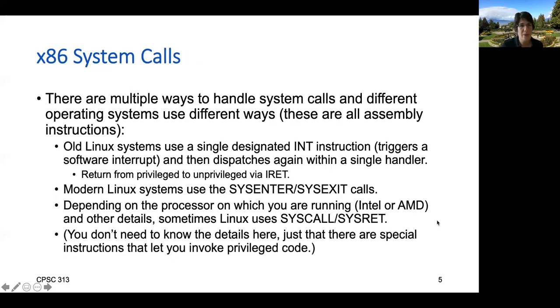So it turns out that, again, the x86 is the result of a long evolution in its processor history. And so it has gone through many different ways that we make system calls. And so if you look at older operating systems compared to newer operating systems, you will see that they make these calls in different ways. So originally, old Linux systems used a single designated int instruction, which triggered what we call a software interrupt, which is a trap, but it was synchronous with respect to the processor.